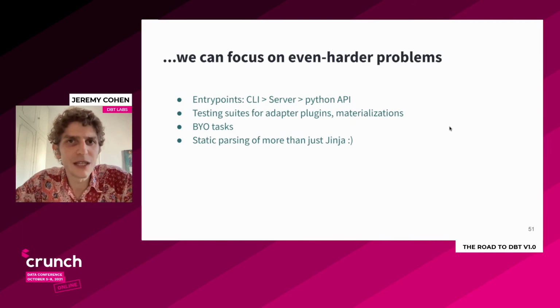Because we need to focus on some even harder problems, like the right entry points to dbt Core as an interface. We don't have a locked-in Python API today. We won't by 1.0. I want to. I want to very much. Better testing suites for some of that more complex code in adapter plugins, but also in custom materializations. The idea of task extensibility, not something that's doable today, but something I'm really interested in. And I'll let you read the last one, more to talk about in the future.